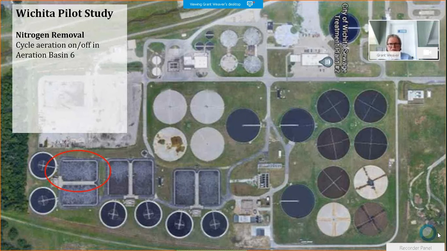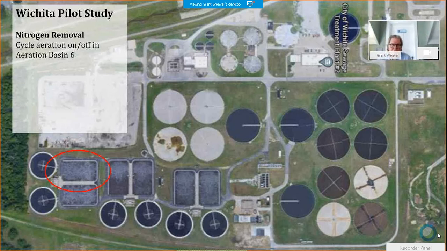So the history is Wichita's plant number 2 was trickling filters. Trickling filters remain partially in use as roughing filters, and the secondary activated sludge was added following the trickling filters. So for total nitrogen, the concept right now is this facility removes ammonia, gangbusters, but does not remove total nitrogen. So the idea is to cycle the air on and off in this basin.